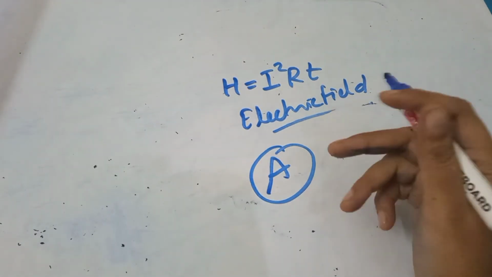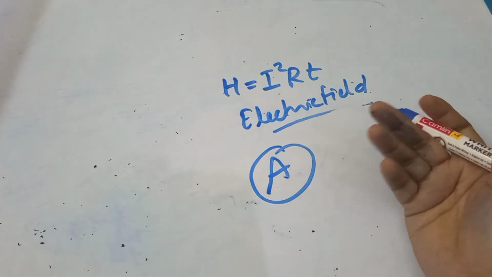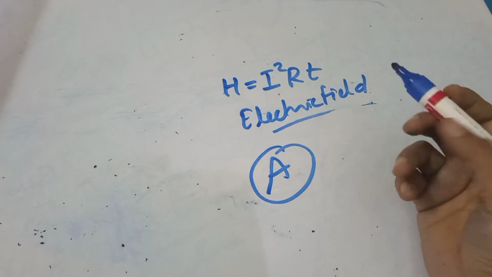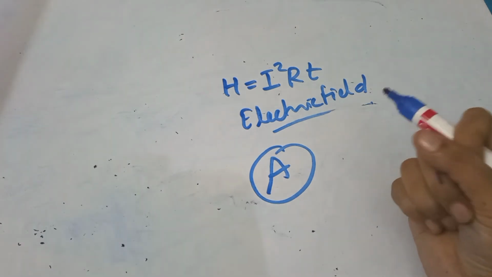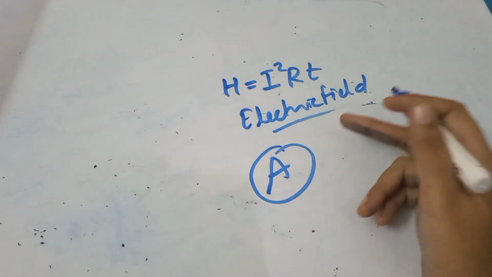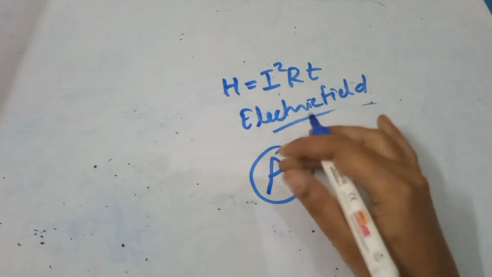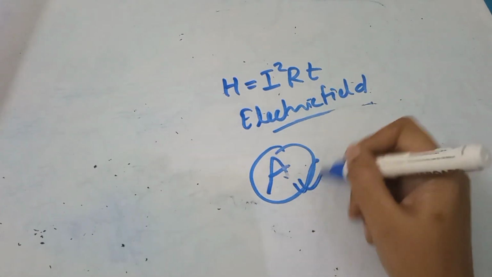And other options: a direct current is passing through the plate, no. An alternating current is passing through the plate, no. It is placed in a time varying magnetic field. So other than option A, all the three options are right. So A is the wrong option and our answer is A.